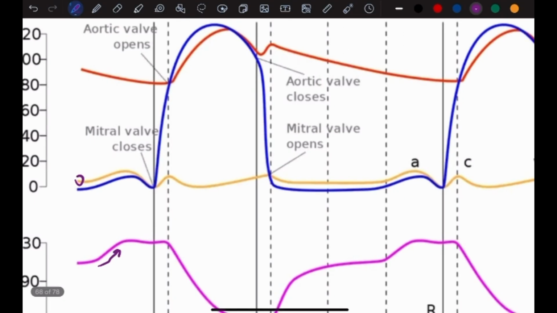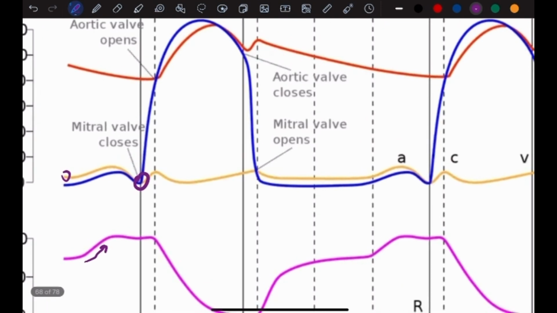Then, here you get to a point where the mitral valve closes. That must mean that the pressure in the ventricle has now exceeded the pressure in the atria, which is why you're going to have the closure of that mitral valve, which is also the left bicuspid valve. Yeah? Okay. Let's look at this.